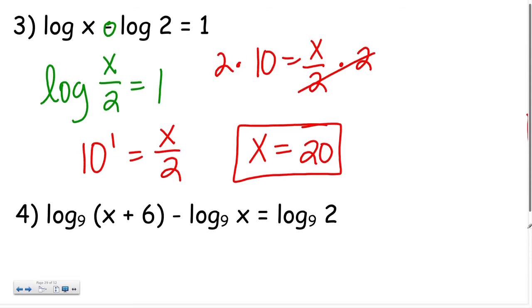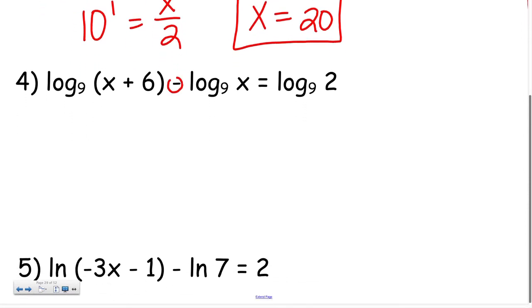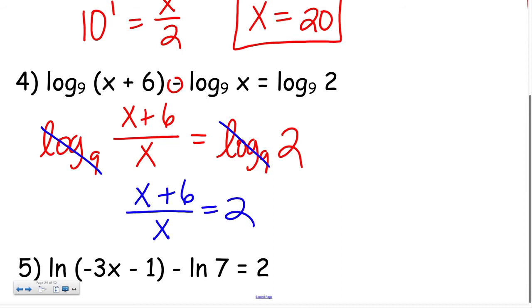Okay, number 4. We'll condense. I've got subtraction again, so I'm going to have division. So log base 9 of x plus 6 over x equals log base 9 of 2. Now, after I condense it, I hope you notice that you've got logs on both sides. So that same rule from that very first type of log we solved comes into effect. If you ever have logs on both sides, I can just drop them. And that leaves me with that.